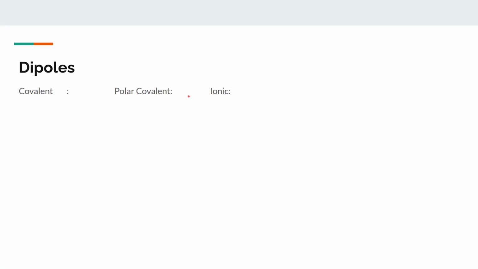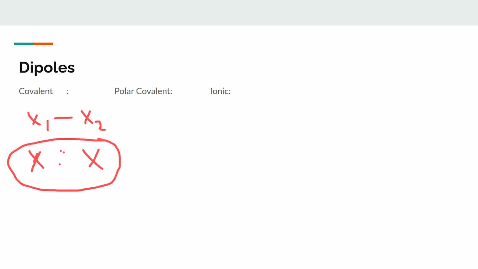Let's start off by talking about dipoles. So, let me get my notes out. Dipoles are a result of an unequal distribution of bonding electrons between atoms. So, in regular covalent bonds where both atoms are the same electronegativity, call them X1, bonded to X2, they share these electrons perfectly between them in kind of like a cloud, but we'll just represent it as these two being directly in the center of these.